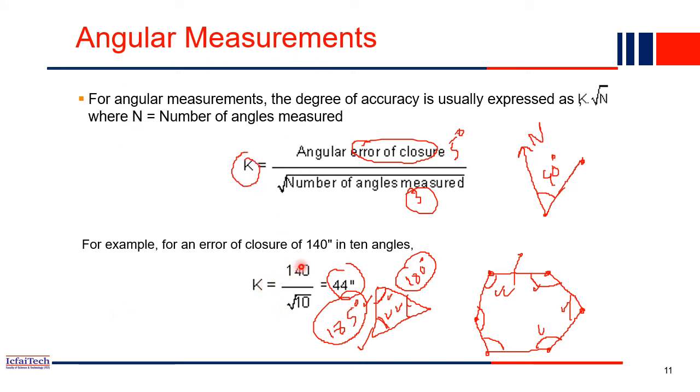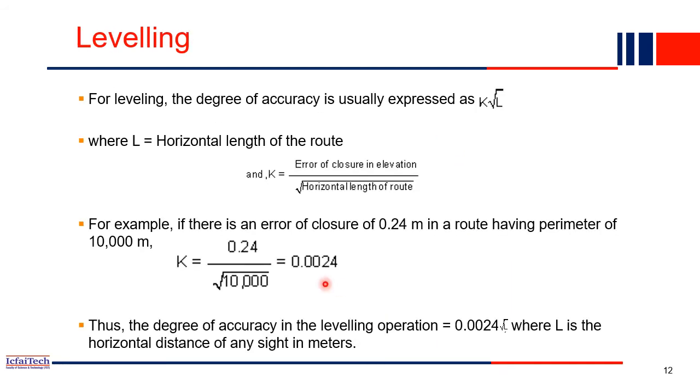So for example, the error of closure you got is 140 second in 10 angles. So total 10 times you measured and error you got 140 second. So in that case 140 divided by root over of 10, you get 44 second. So 44 second is the accuracy of the measurement. So now next we find out accuracy in the leveling. So what do you mean by leveling?